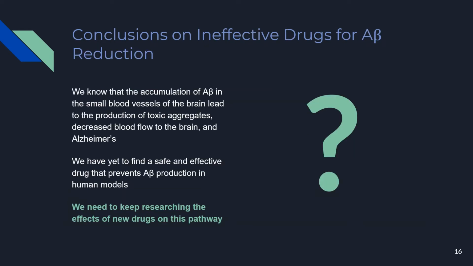Despite the fact that none of these drugs were effective or safe in human models, we must continue looking for drugs to reduce amyloid beta production. We know that the buildup of toxic aggregates of amyloid beta in the small blood vessels of the brain blocks blood flow and contributes to Alzheimer's. We just need to find a drug that can prevent this in human models and has minimal adverse effects.